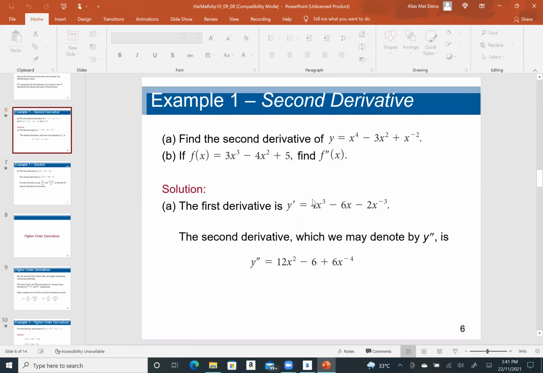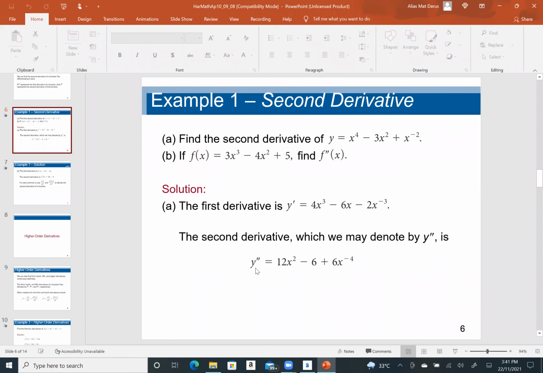So what can you do? I can differentiate y prime. What do I get? I get y double prime, so that is the second derivative, y double prime or f double prime. So I differentiate this thing here. What do I get? You bring down the 3, you get 12x squared minus 6 plus 6x to the power of -4.